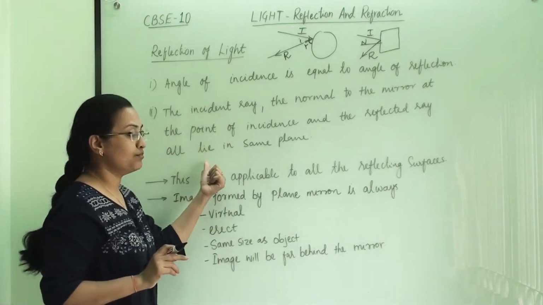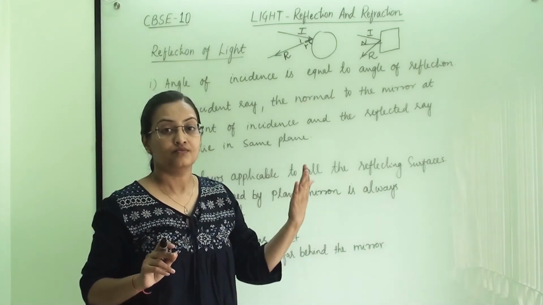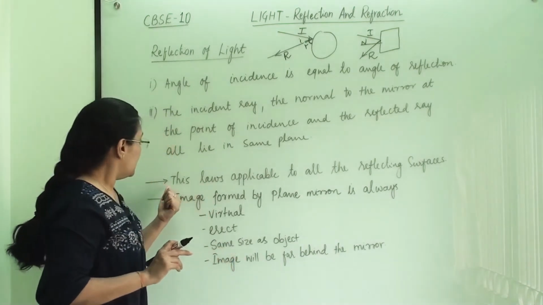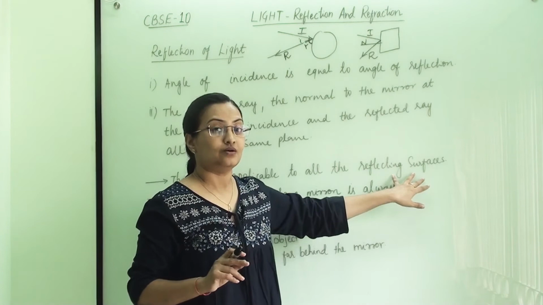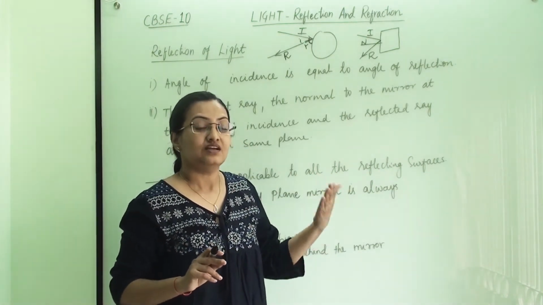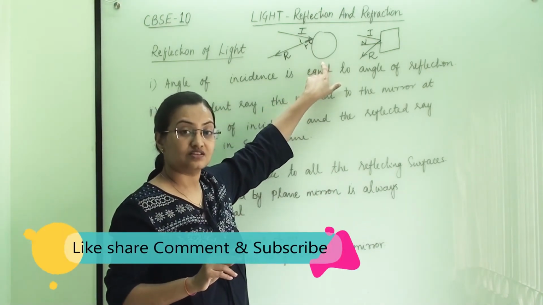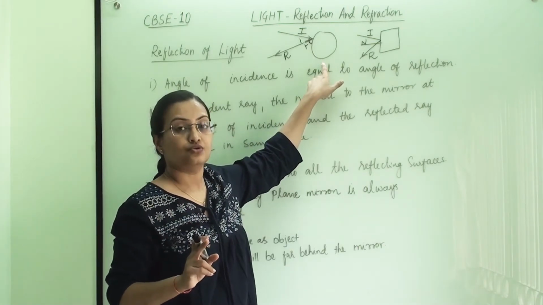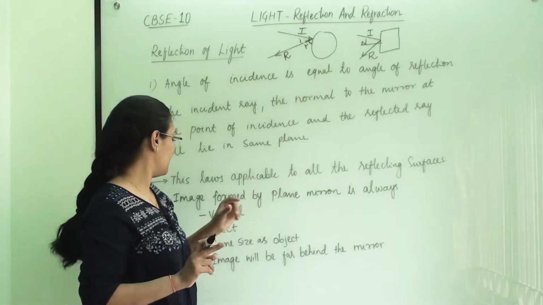So these are 2 important laws when light is being reflected back via a plane mirror. This law is applicable to all the reflecting surfaces. These laws are not only applicable to mirrors, but to all the surfaces which are able to reflect the rays back. All those surfaces will follow these reflection laws.